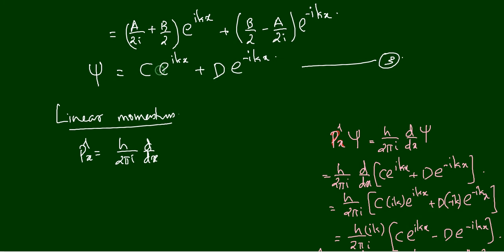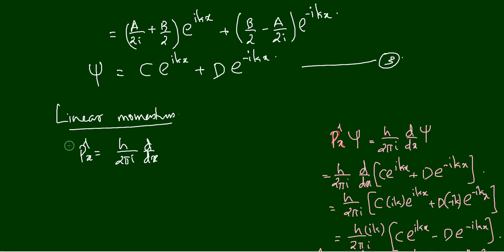If you check whether e raised to ikx is an eigenfunction of h by 2 pi i d by dx, of course it is, because we have already done this in our previous classes. e raised to ikx is an eigenfunction of the linear momentum operator, and e raised to minus ikx is also an eigenfunction of the linear momentum operator. So these individual functions are eigenfunctions of the linear momentum operator.